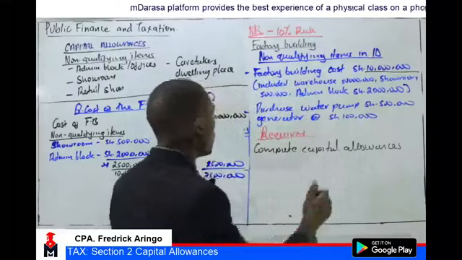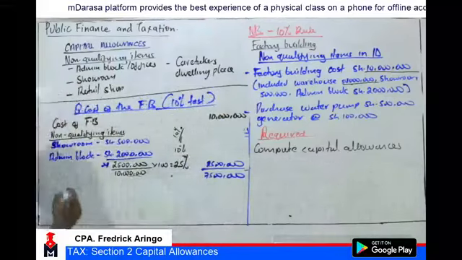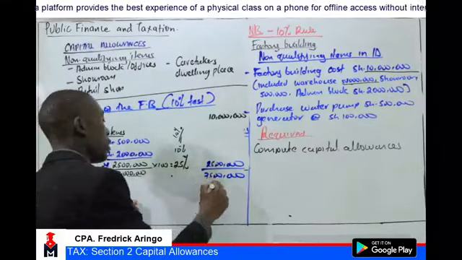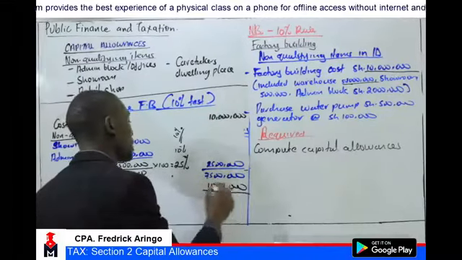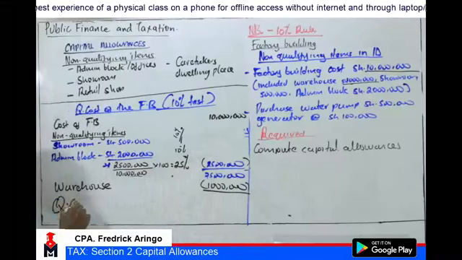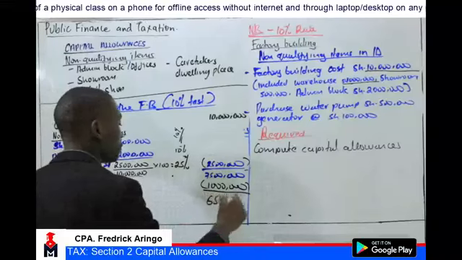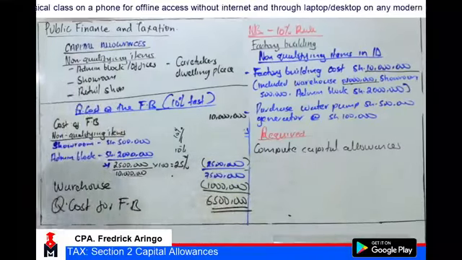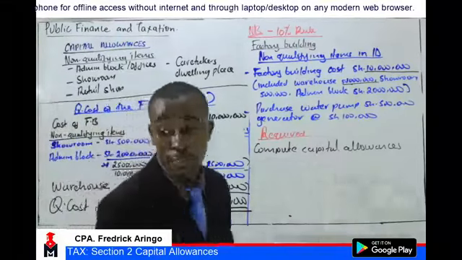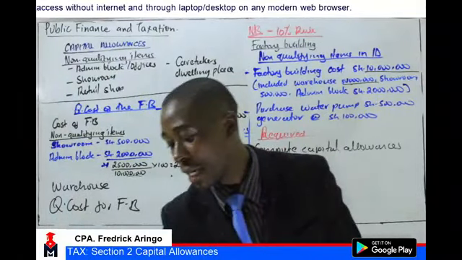The warehouse of 1 million is not an ID item. So you're supposed to deduct the warehouse, a figure of 1 million. After deducting that warehouse, the qualifying cost for the factory building, I should be having a figure of 6.5. So this will have been the qualifying cost of the factory building. And that's how the concept of 10% normally applies.